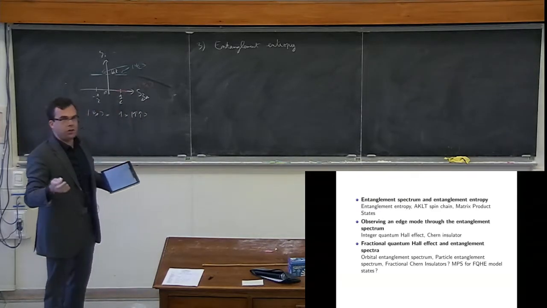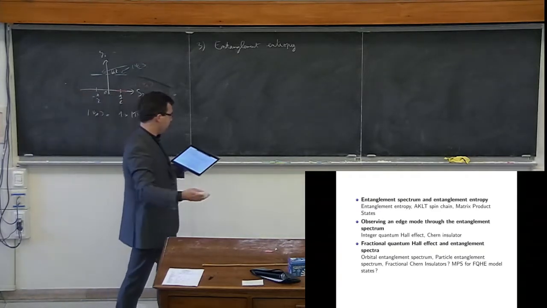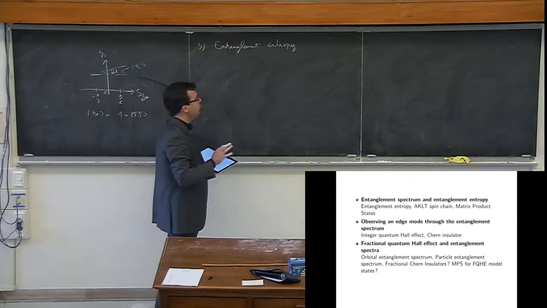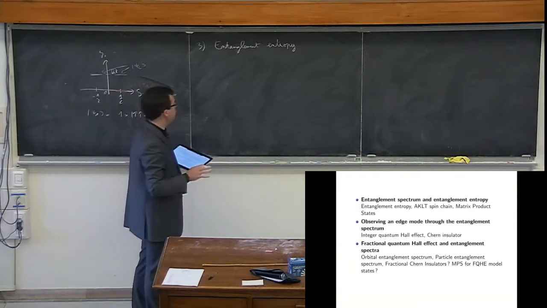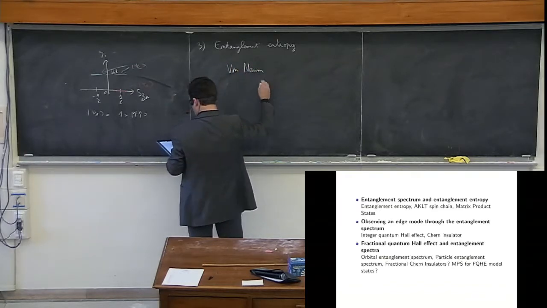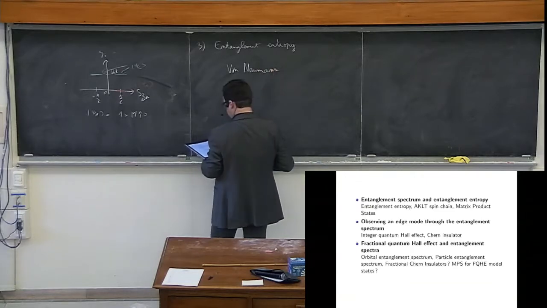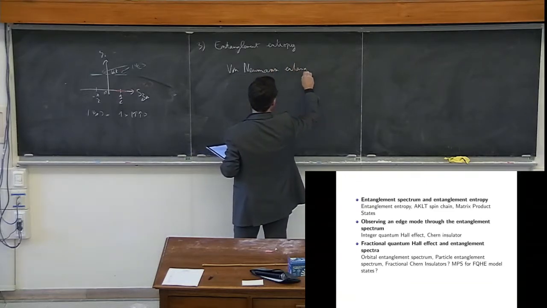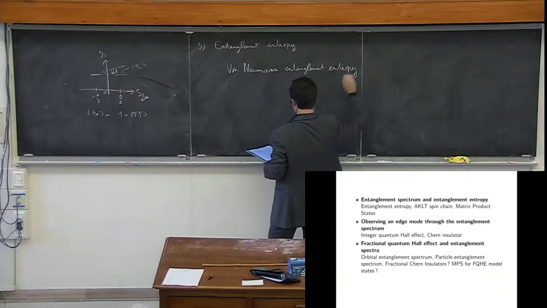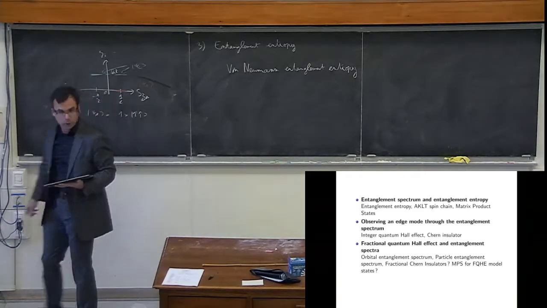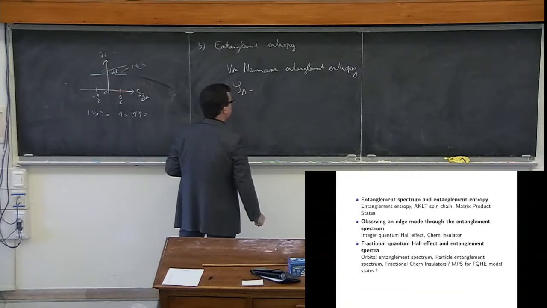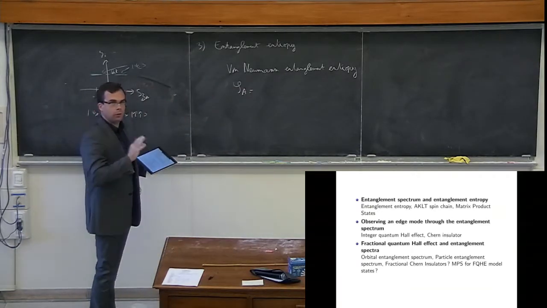So if you want to quantify the entanglement between two parts of the system, you have tons of ways to do that. Today we'll mostly focus on the most used one, especially in condensed matter, which is the von Neumann entanglement entropy.